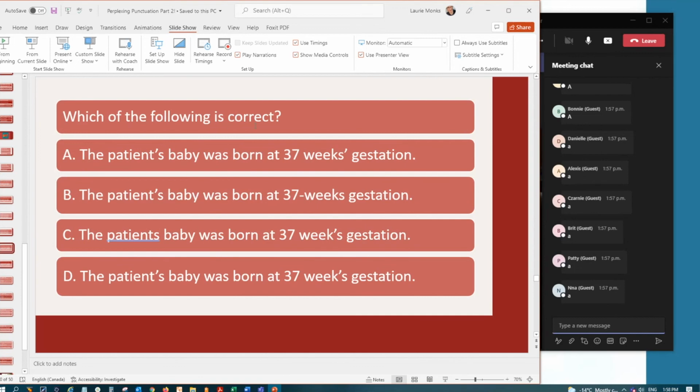Which of the following is correct? A, the patient's baby was born at 37 weeks gestation. B, the patient's baby was born at 37 weeks gestation. C, the patient's baby was born at 37 weeks at gestation. D, the patient's baby was born at 37 weeks gestation. I'm reading them all. They're the same. They're just punctuated differently.